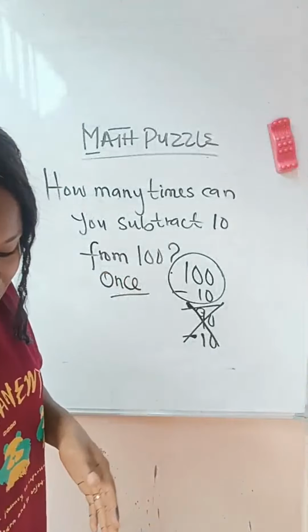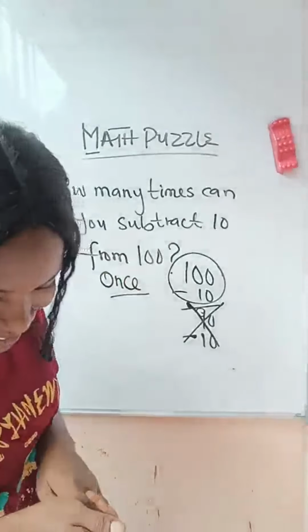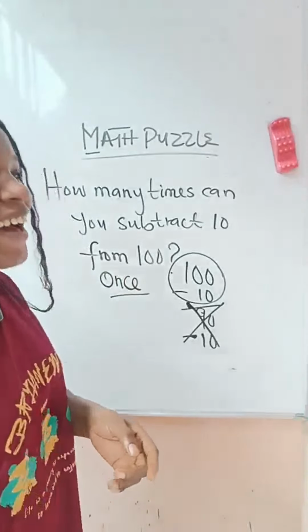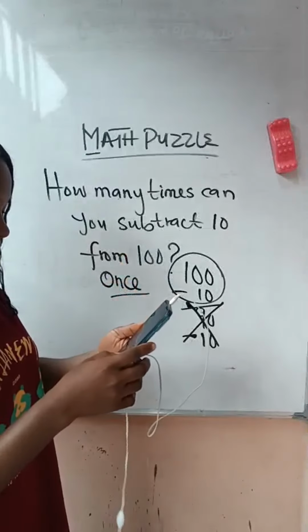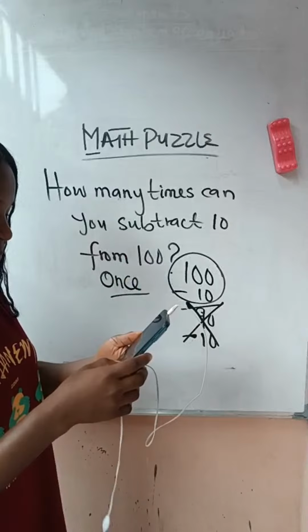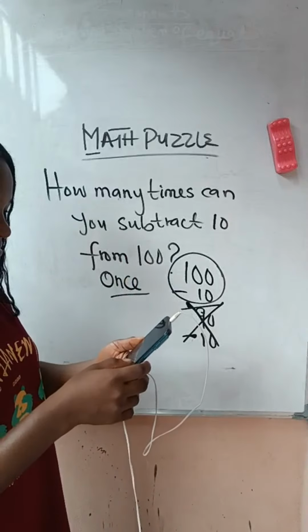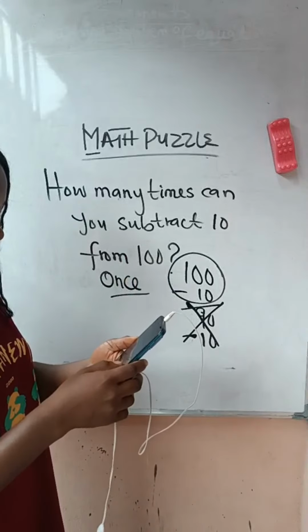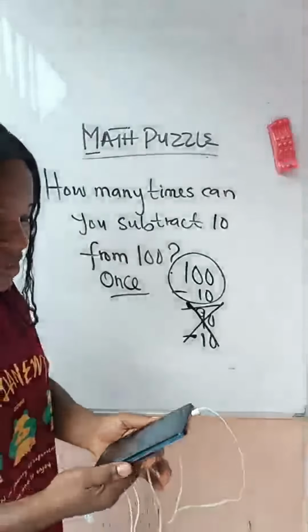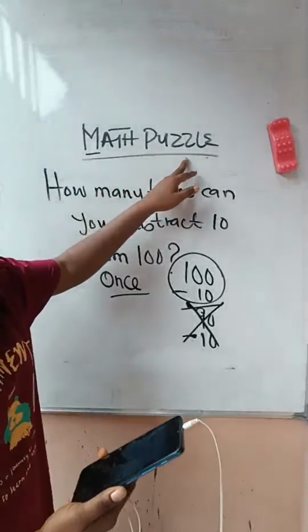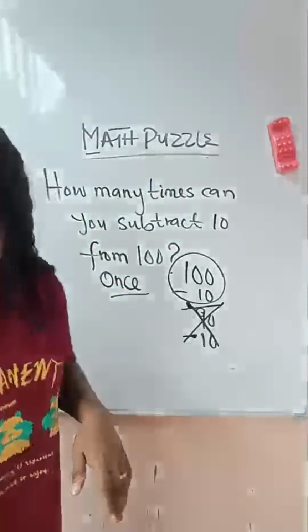So if you got once, congratulations. Yes, the answer is once. Now let me hear what you have to say. I have another question for everyone. The answer is 10. Of course, it's a riddle. You see, this is a math puzzle here. This is not arithmetic class.